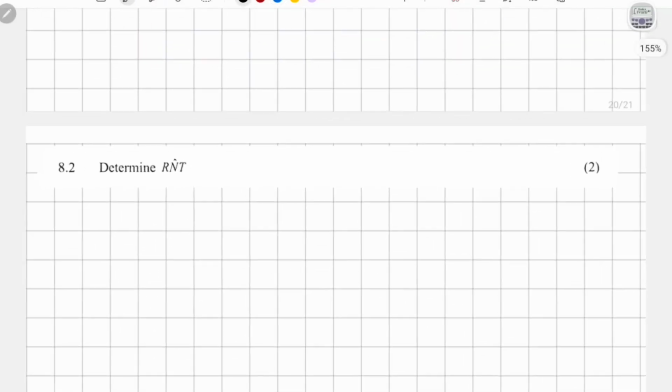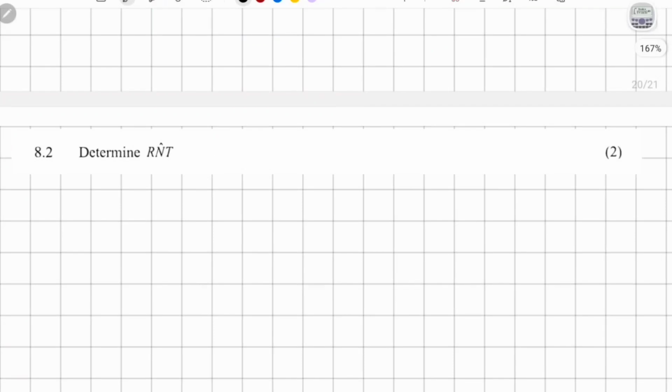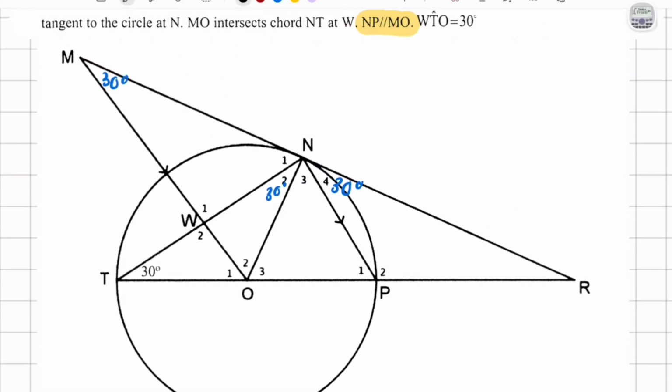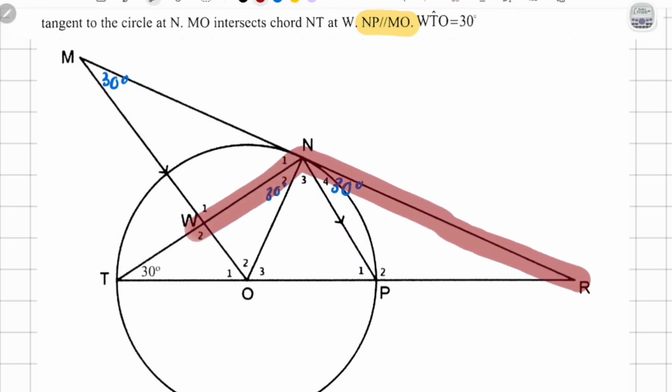Then the next question, 8.2, says determine angle RNT. And it's for 2 marks, so it's probably just a 2-step process. Okay, so RNT. Well, R all the way to N, all the way to T, this whole angle. Well, the good news is we only have to find one angle in it. We have 30 here, we have 30 degrees here. We just have to find angle N3. So how can we find angle N3? That's the whole goal of this right now.